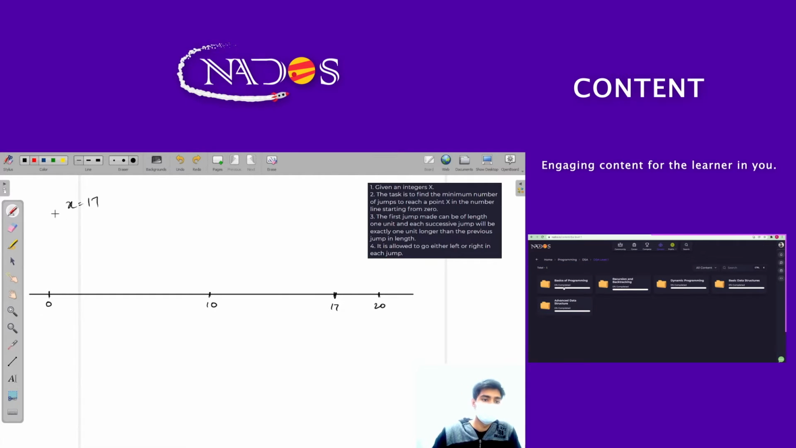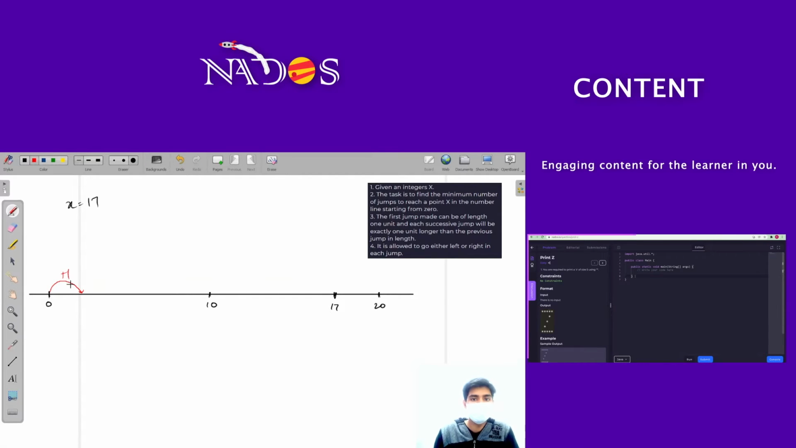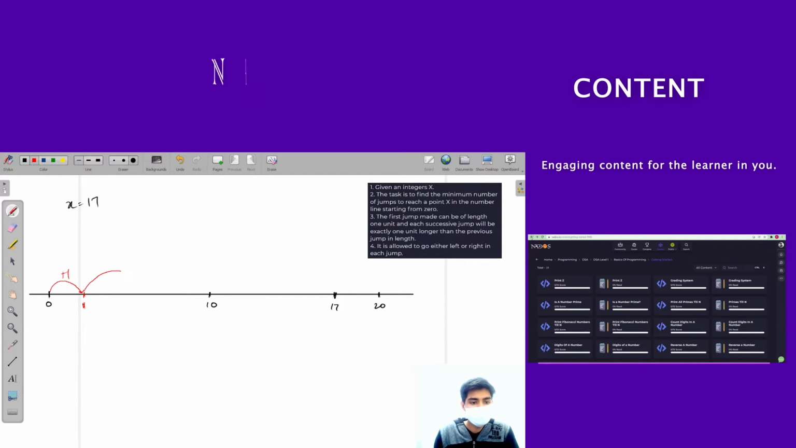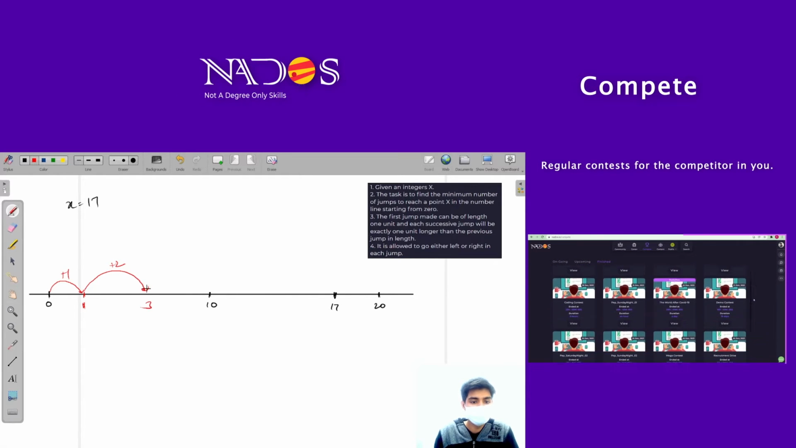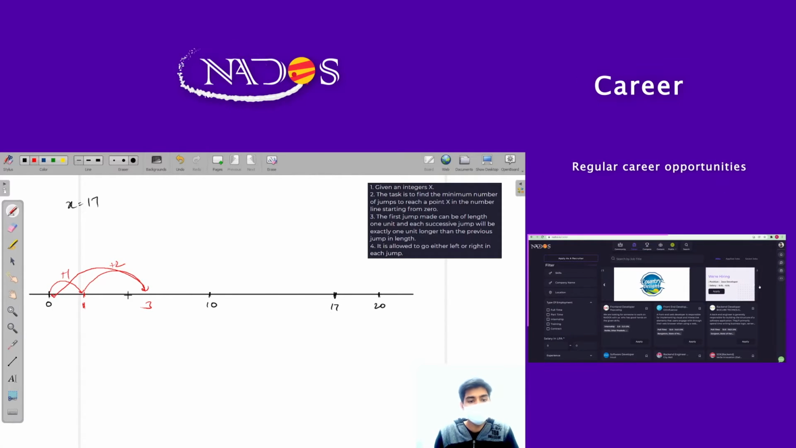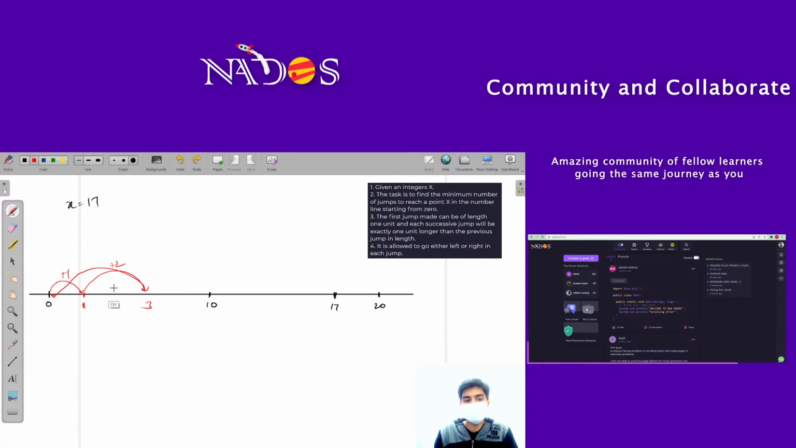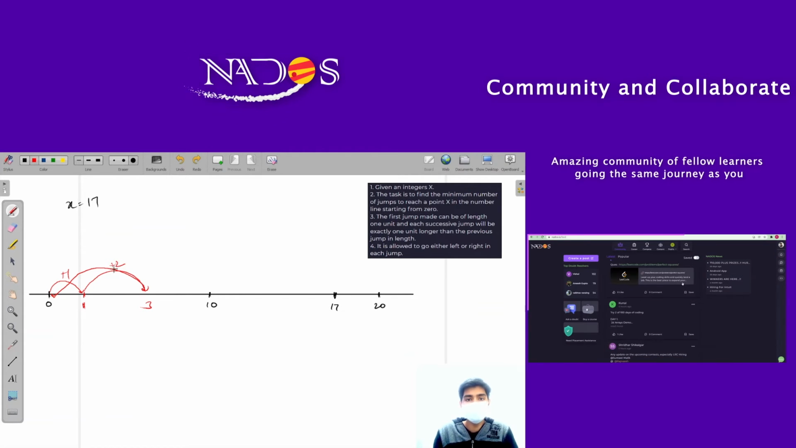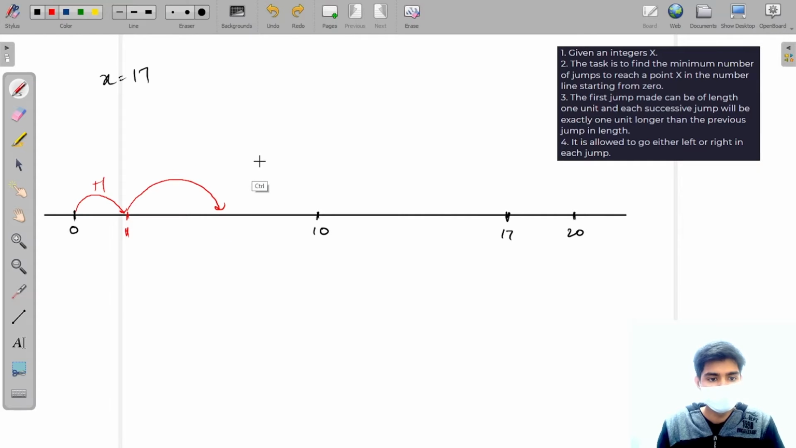So what does this mean? Let's say that I take the first jump in a positive direction, it will be of 1 unit, so I'll get to 1. Now I can take a plus 2 jump, then I'll get to 3. Now I can take a minus 3 jump, I'll get to 0 again. So it does not really matter whether I take a jump in the left or right direction. It is just saying that every successive jump will be of plus one unit more.